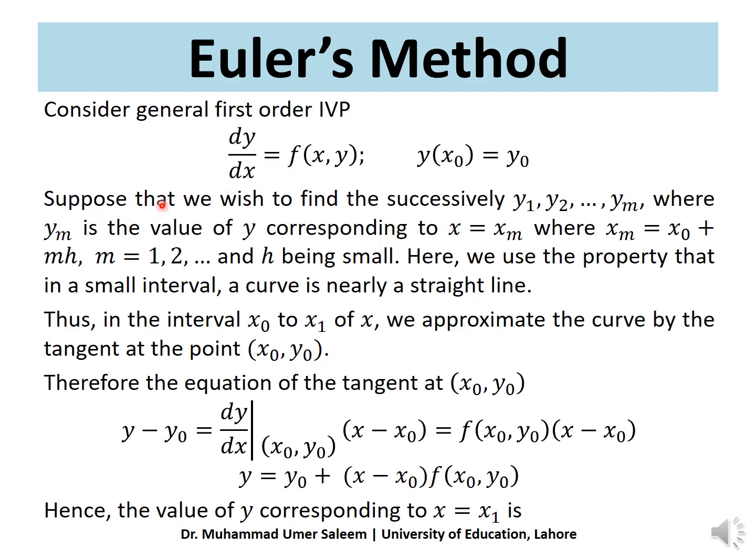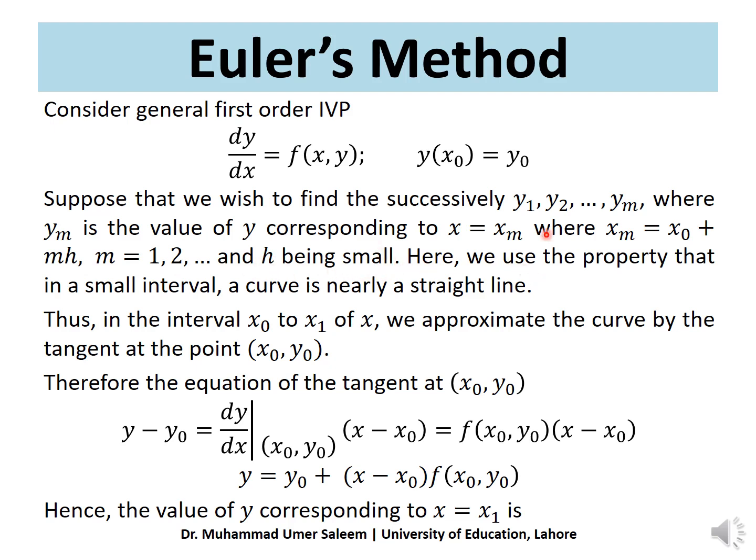So we suppose that we wish to find successively the values y1, y2, ym, where ym is the value of y corresponding to x equal to xm. Similarly, y1 is the value corresponding to x1, y2 is the value corresponding to x2, and in an equispaced setup xm is equal to x naught plus mh. So for the first point you need x naught plus h, for the second point you need x naught plus 2h, and so on. And h being small, we'll look at the value of h once we develop the method.